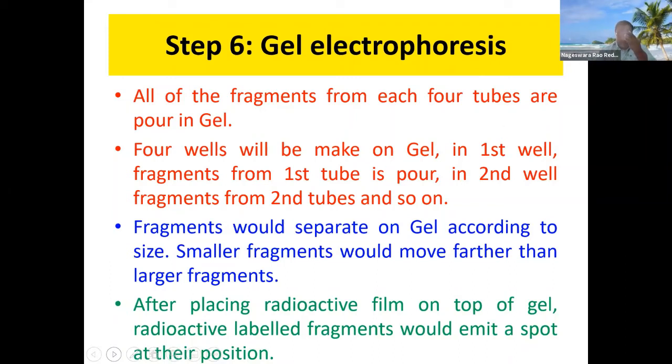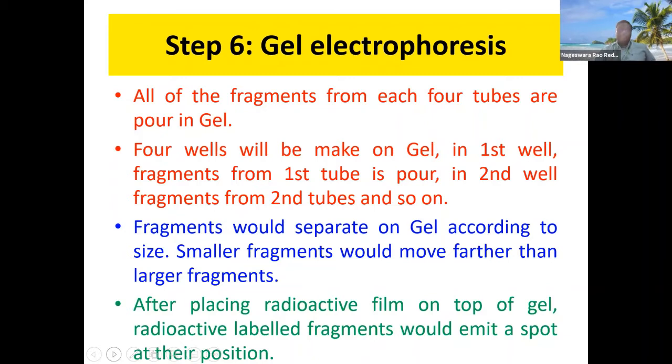Then second well, fragments from second tubes, and so on. And in third, fragments from third tube, and so on. And fourth, fragments from fourth tube, and so on. Then when we subject it to DNA electrophoresis, fragments would separate in the gel according to the size.